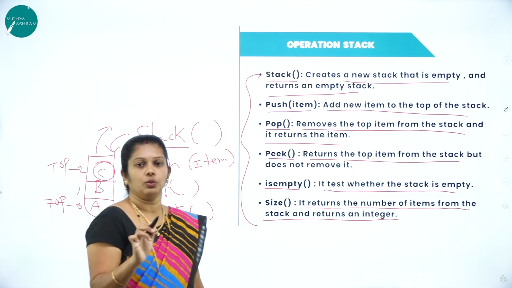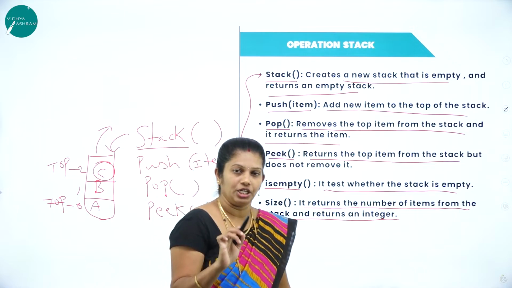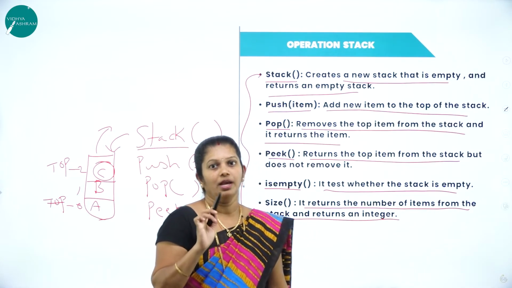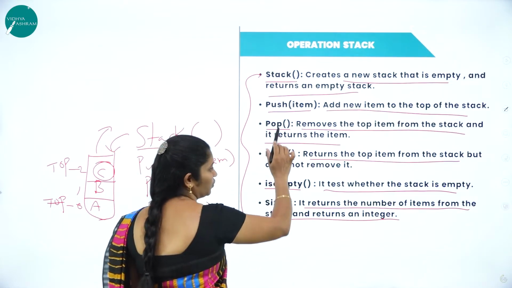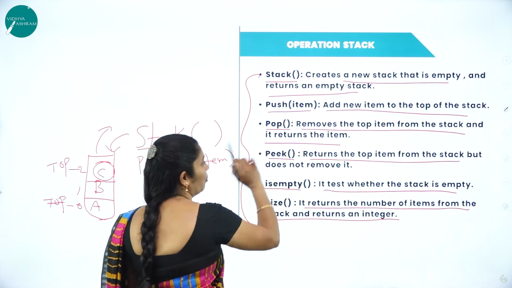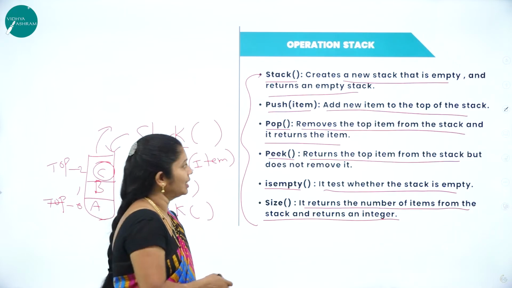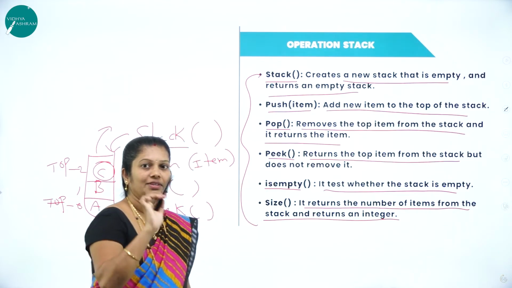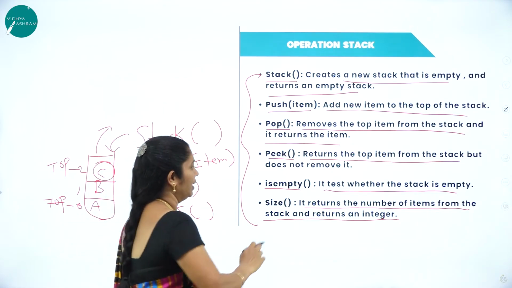It's a very important question. Usually you will get this question for 5 marks: explain the operations performed on stack. Under that, the stack function helps to create one empty stack. The push function helps to insert a new item to the top of the stack. The pop function helps to remove the topmost element from the stack. Whereas the peek function will just tell you, peek means at the top, which is the topmost element.